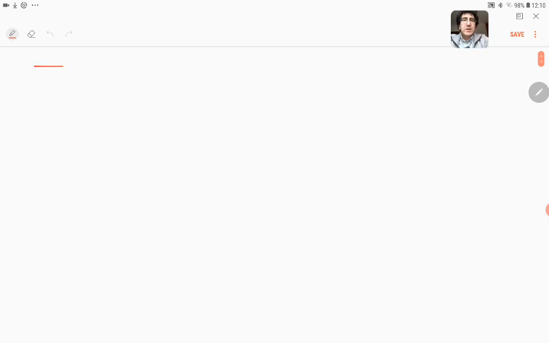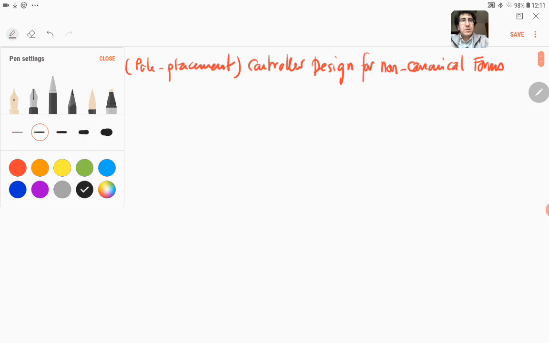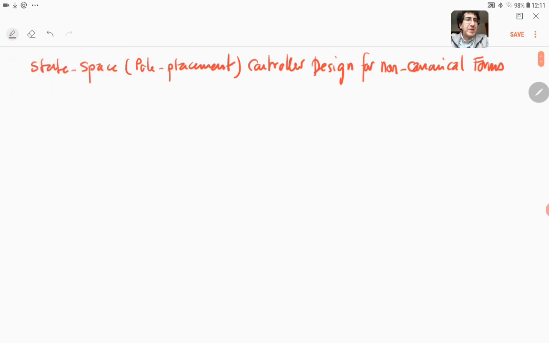Okay, so let's say state space design, specifically pole placement controller design for non-canonical forms. Let me try to summarize what we have seen so far.